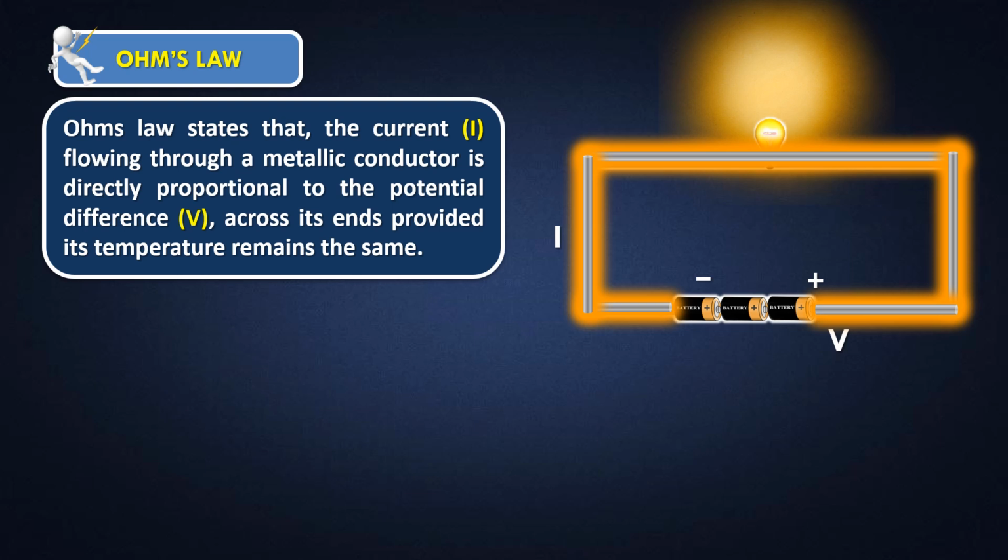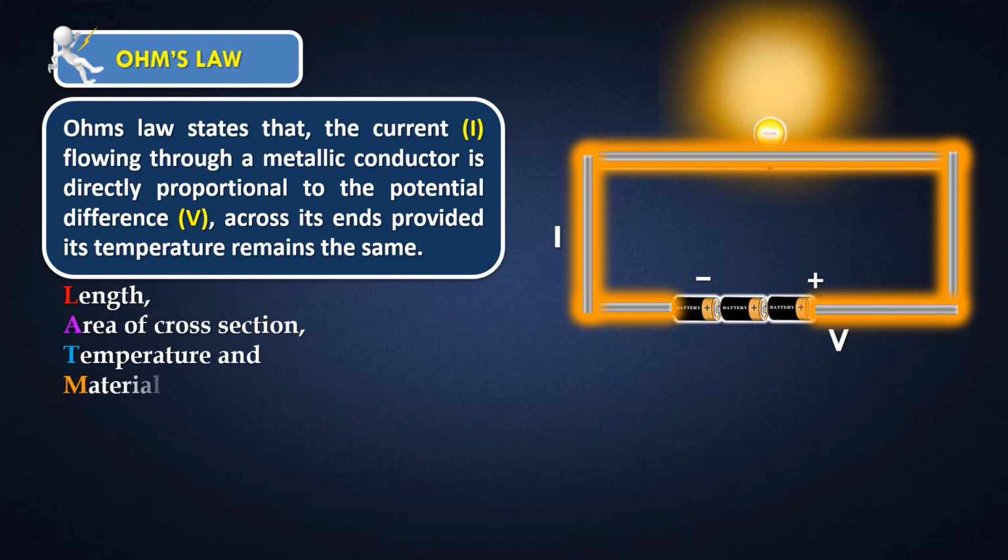See, Ohm's law states that current I flowing through a metallic conductor is directly proportional to the potential difference V across its ends provided its temperature remains the same. Length, area of cross section, temperature, material, these are the physical quantities. They should remain constant while obeying Ohm's law.